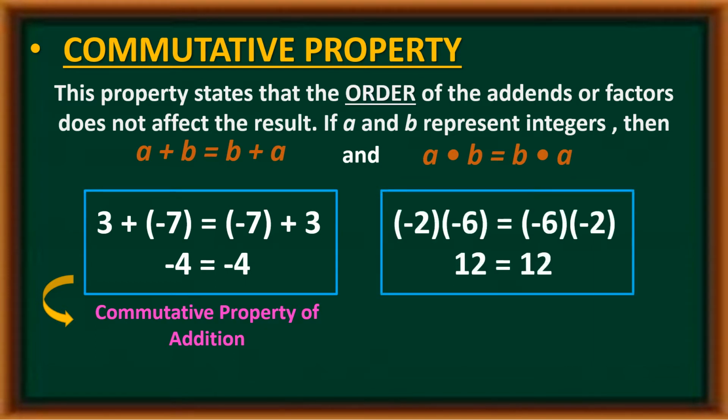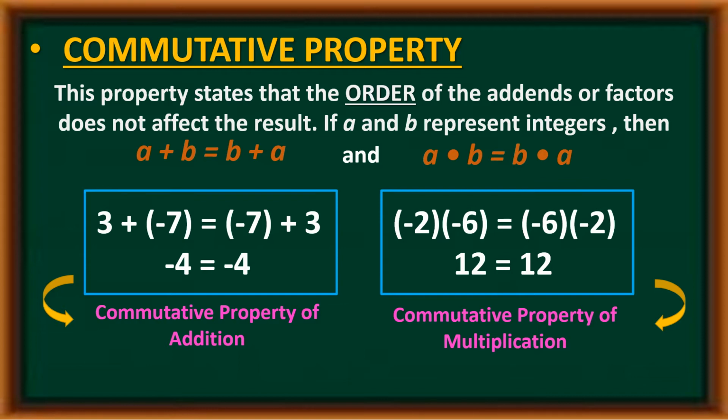Next is negative 2 times negative 6 is also equal to negative 6 times negative 2. The first answer is 12, then the second answer is also 12. This is the commutative property of multiplication. Kahit pagbalik na rin natin yung order ng addends and factors, hindi nag-iba ng sagot.